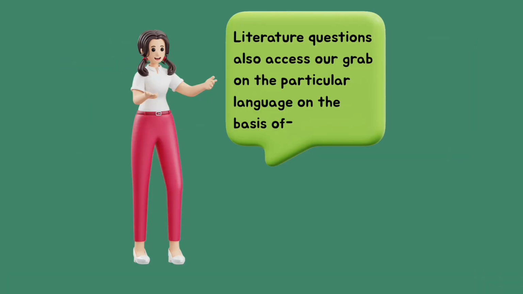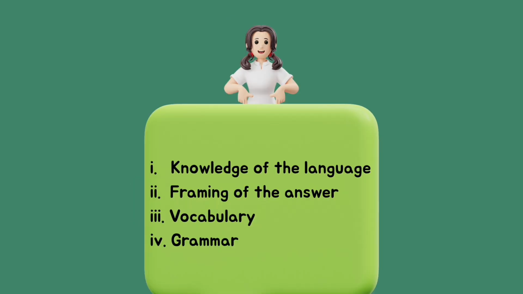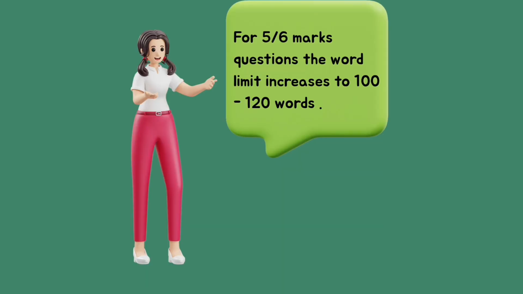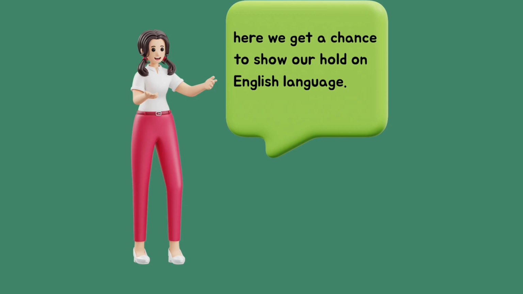Answering a literature question does not give you marks only for your knowledge of the text. It is based on the knowledge of the language. How you frame the answer, choose the words, use grammar, use the textual references and sentence construction, everything is scrutinized. So when we frame an answer for a 5 or 6 marks question, the word limit increases. With 100 to 120 word limits, we have to give details, and here we get a scope to show our hold on the English language. But before discussing the 5 or 6 marks question, let's check steps number 3, 4 and 5.